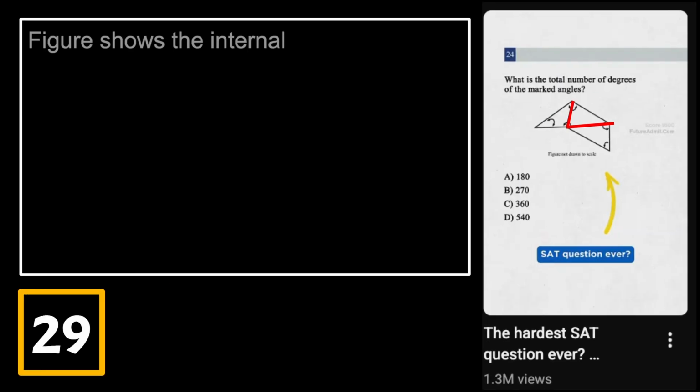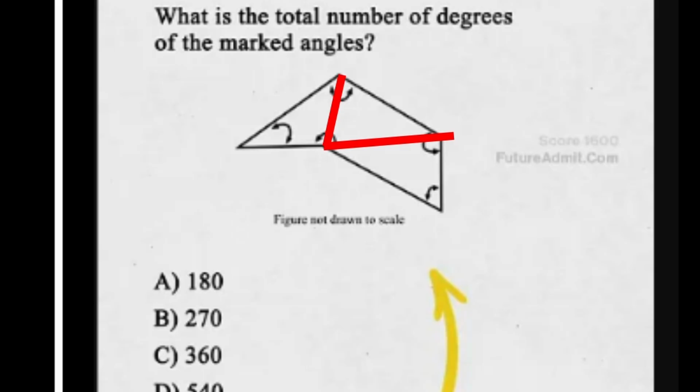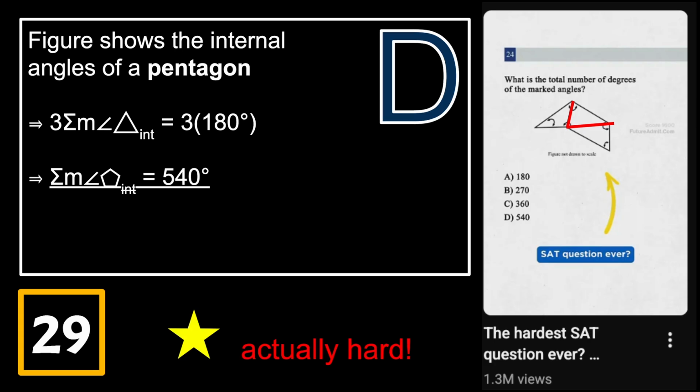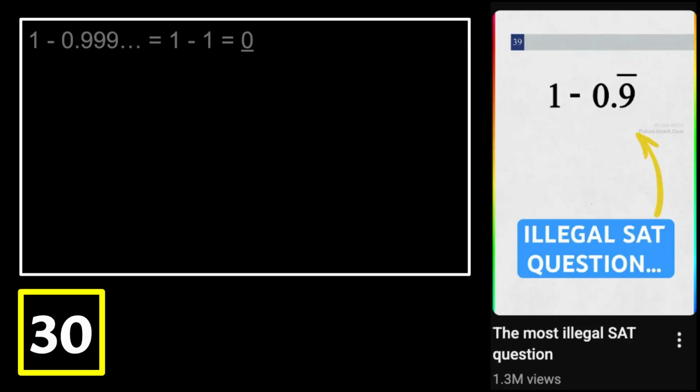This one is incredibly easy if you know a bit of geometry trivia. Alternatively, you could split the pentagon figure into 3 triangles, and the interior angles of all these triangles add up to the interior angles of the pentagon, and you should be able to solve that problem pretty easily. Obligatory, no, it isn't the hardest SAT question ever. That's just clickbait. This one is quite interesting.